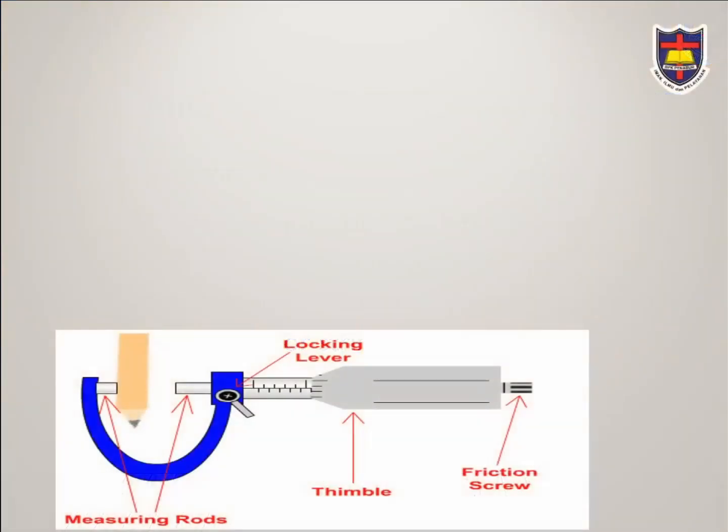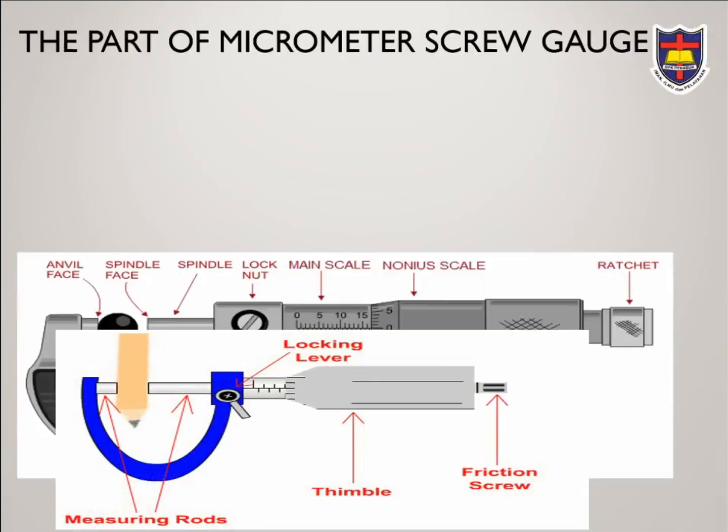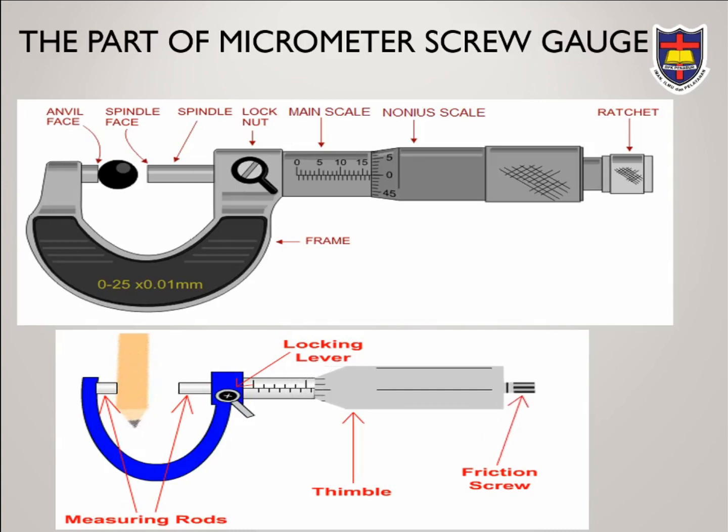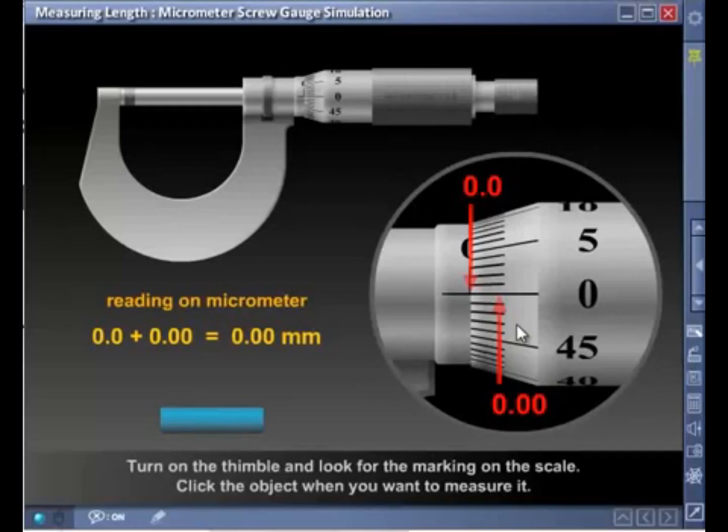Parts of the micrometer screw gauge. One is the anvil face, which is the fixed face, and the second is the spindle face. The spindle face is a movable part, and then the third is the lock nut. The lock nut is to lock the movable part, and there are two types of scale, the main scale and the thimble or vernier scale.